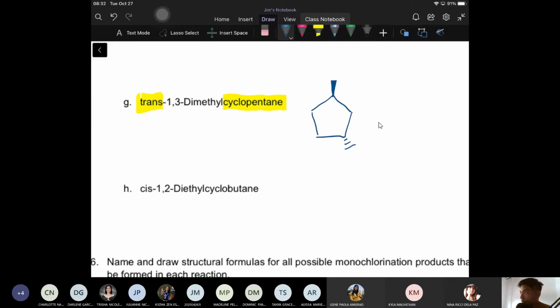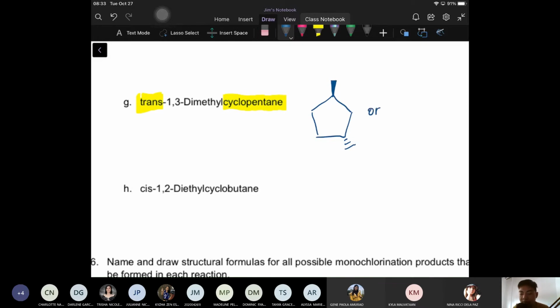Basta yan. So, ito ay solid. Ito ay dashed. This is pointing upwards. This is pointing downwards. Okay, so trans yan. This is solid wedge. This is the dashed wedge.